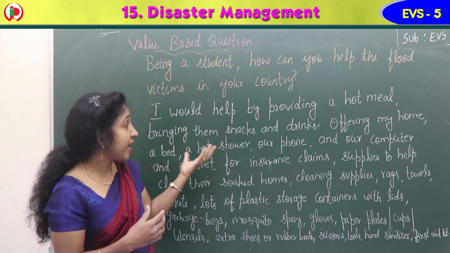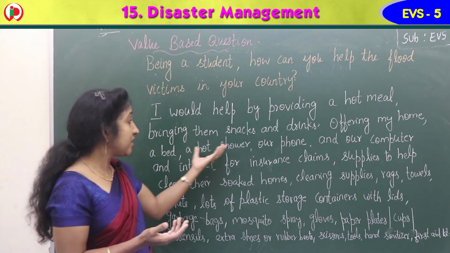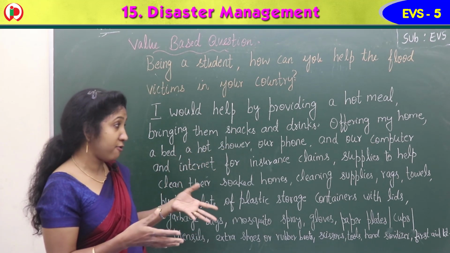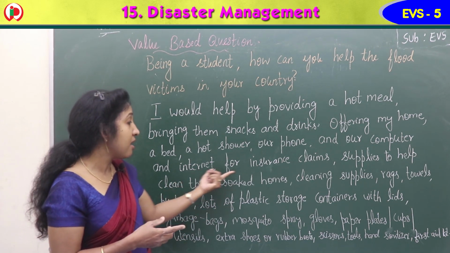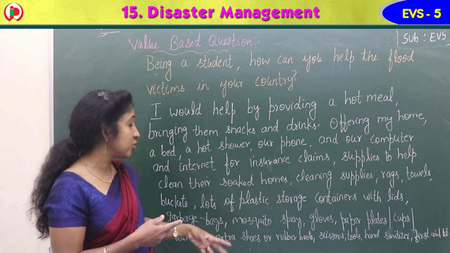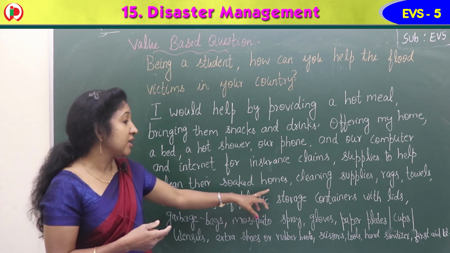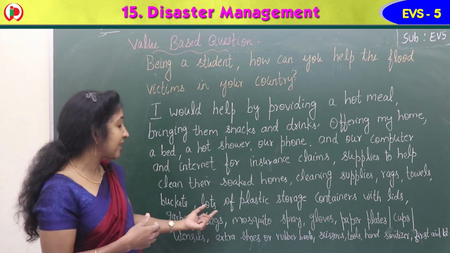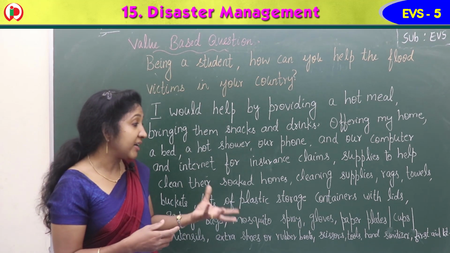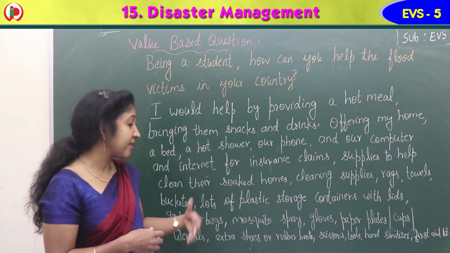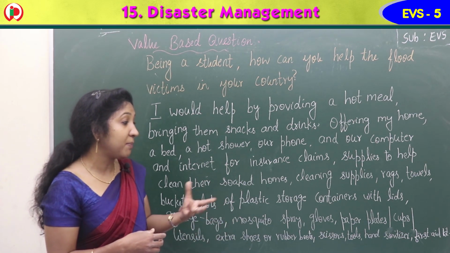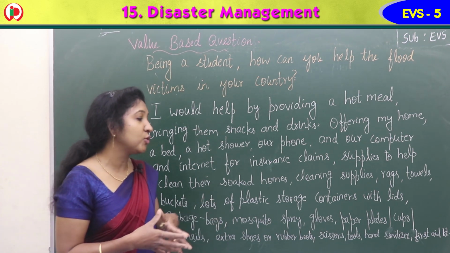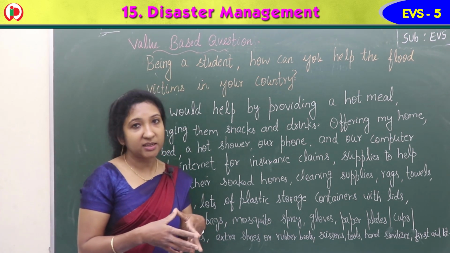So I would help by providing a hot meal, bringing them snacks and drinks, offering my home, a bed, a hot shower, our phone and our computer and internet for insurance claims, supplies to help clean the soaked homes: cleaning supplies, rags, towels, buckets, lots of plastic storage containers with lids, garbage bags, mosquito spray, gloves, paper plates, cups, utensils, extra shoes or rubber boots, scissors, tools, hand sanitizer, first aid kit, etc.